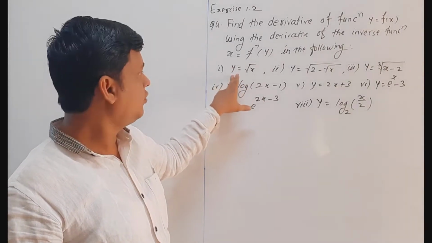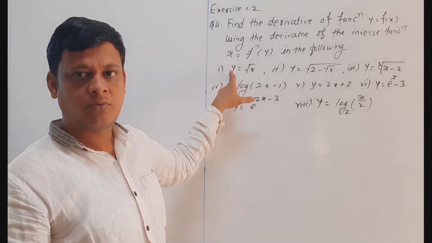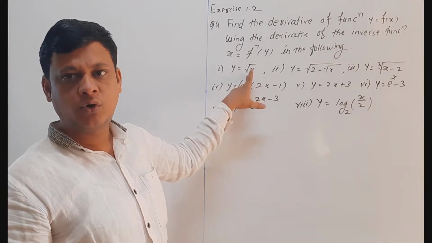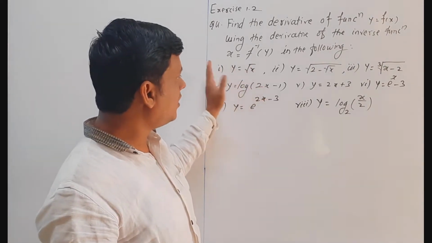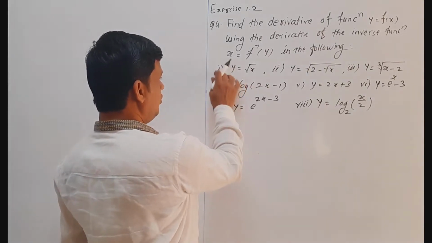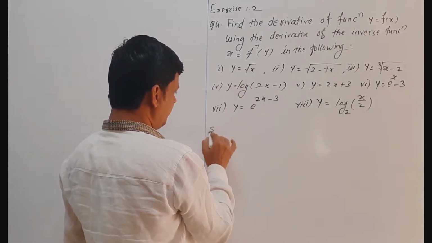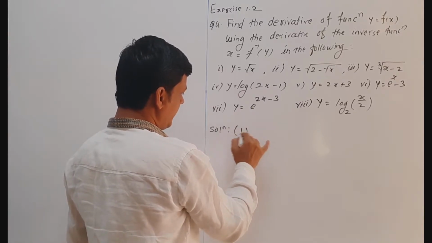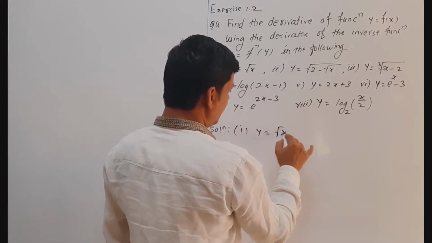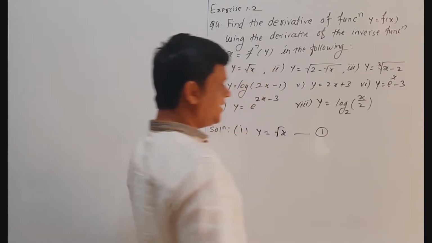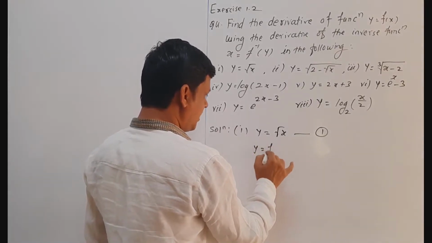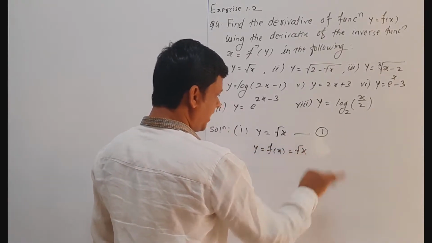That means we know that when we differentiate y with respect to x, we get dy by dx, and the derivative of root x is 1 upon 2 root x. But here we have to convert the given function in inverse form first. So see the solution of the first subquestion. In the solution of the first subquestion, we write the given function y equals root x. We denote this as equation number 1. Now in this equation we write y is equal to f of x is equal to root x.